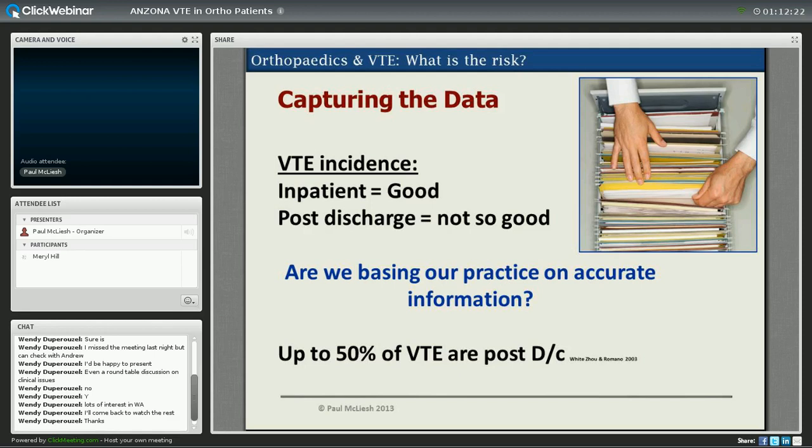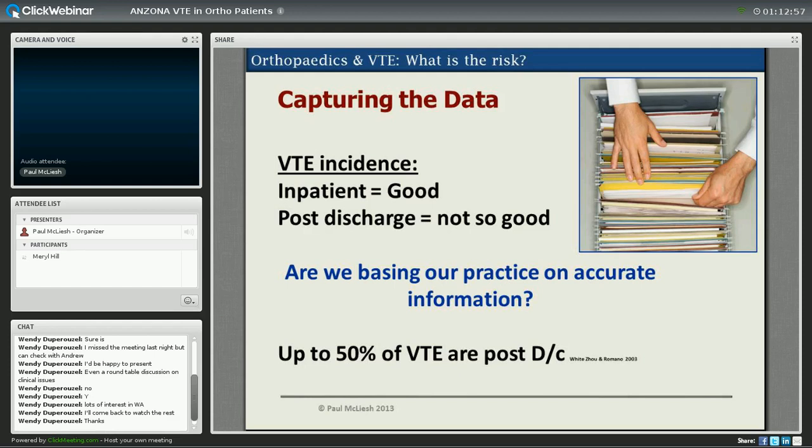There have been some studies by White et al. in 2003, and it wasn't just ortho patients, and that was quite a big study. It was 1.7 million cases, and they found that up to 50% of VTE occurred after discharge. There's another study by Keelis et al., and they suggest that VTE occurred around 15 days post-procedure. So if you imagine that patients are staying in hospital for less and less time, then a lot of that VTE is occurring after someone's been discharged home.